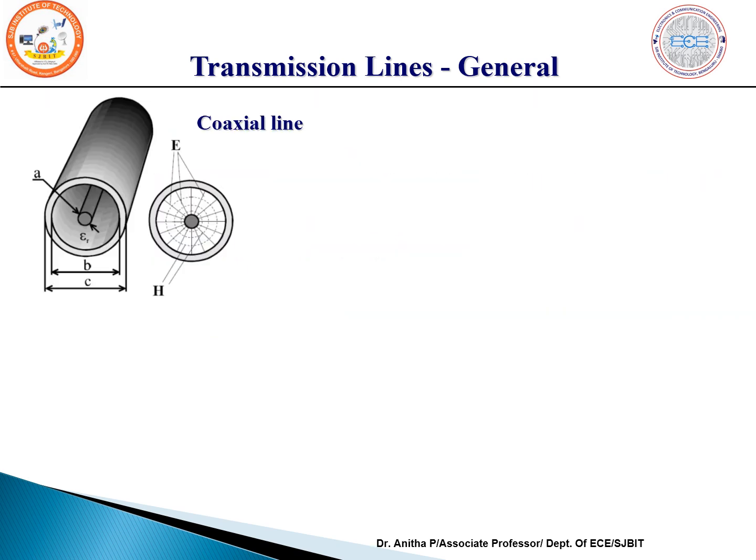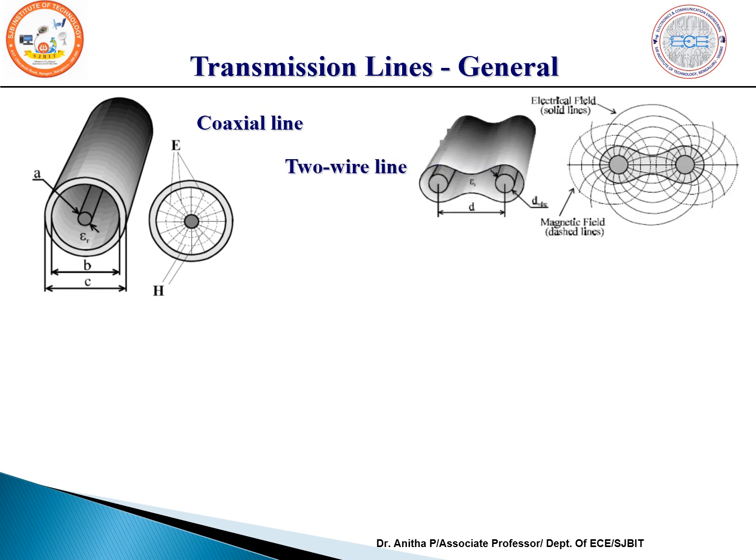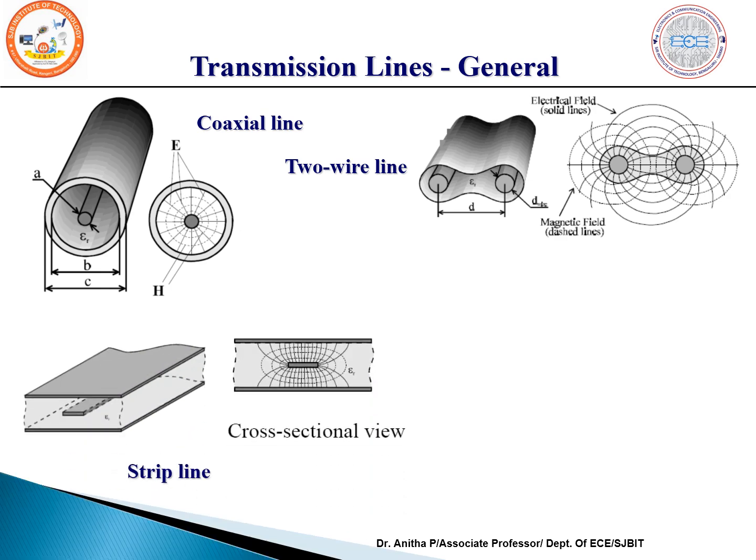You observe this is a coaxial cable, which is one form of transmission line, with two conductors, a center conductor and an outer conductor, separated by a dielectric. Another form of transmission line is a two-wire parallel transmission line: two conducting wires running in parallel and separated by air or a dielectric, and the electric and magnetic field formation you can observe in the graph.